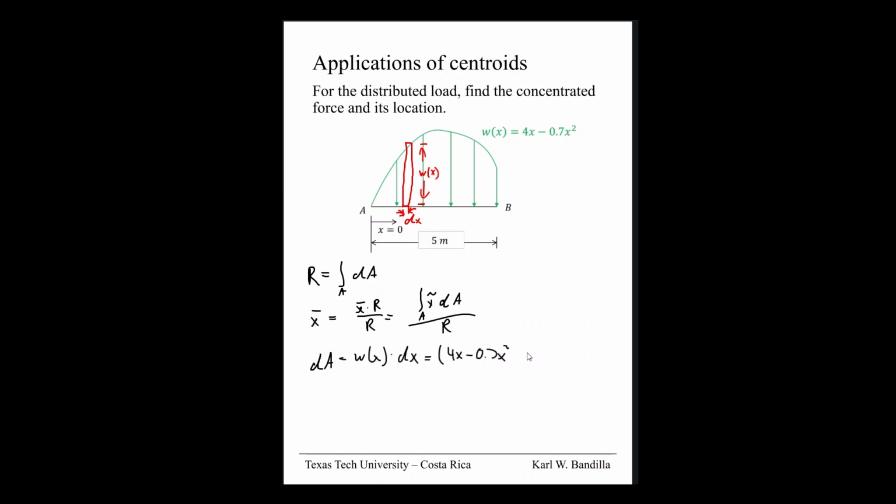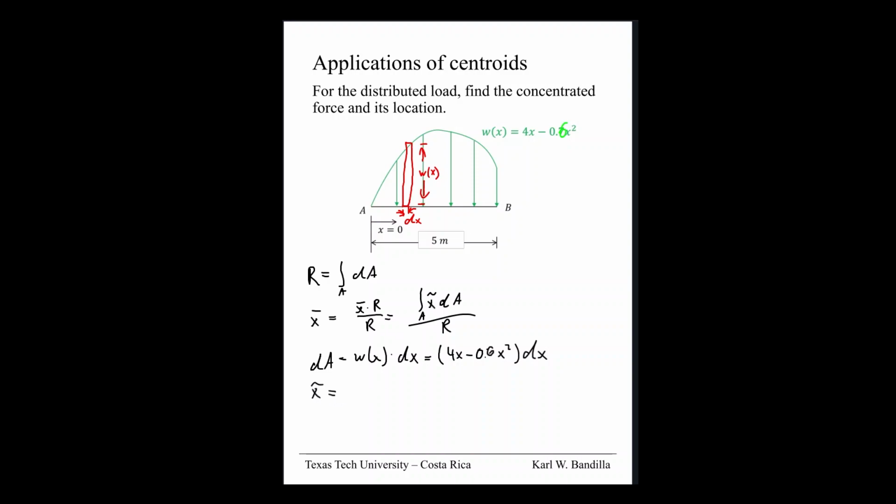Oop, that should be a 0.6. Apologize, my notes are wrong. I changed that value later on. So let's stick with the ones that we have in the notes. 0.6 x squared dx.